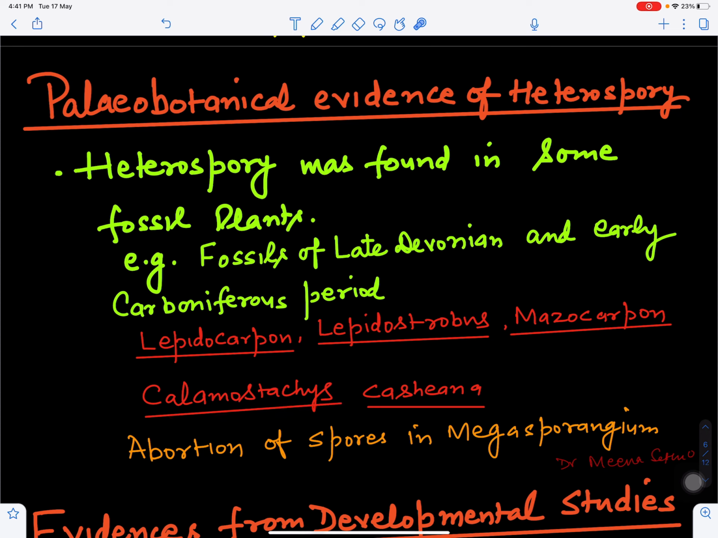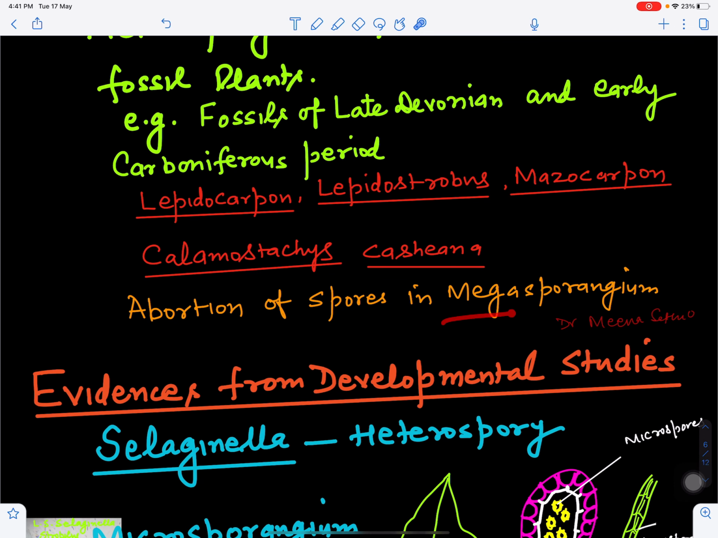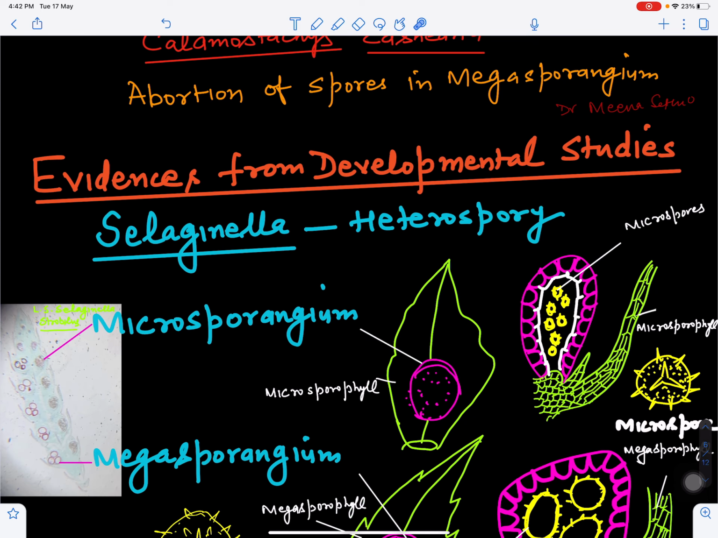तो ये प्लांट थे जिनमें हमें फॉसिल स्टडीज़ की वजह से पता चला कि इनमें दो तरह के स्पोर हैं. तो देखा गया कि जो मेगास्प्रेंजियम उनमें बड़े स्पोर्स हैं, उनमें कुछ स्पोर्स का अबॉर्शन या डीजनरेशन भी हो गया था. तो इस स्टडी से भी हमें पता चला कि हेट्रोस्पोरी फर्न्स में मिलती है.